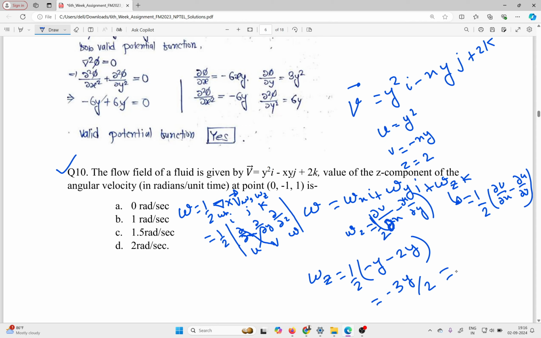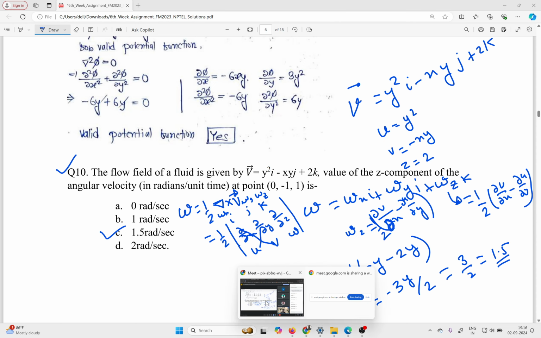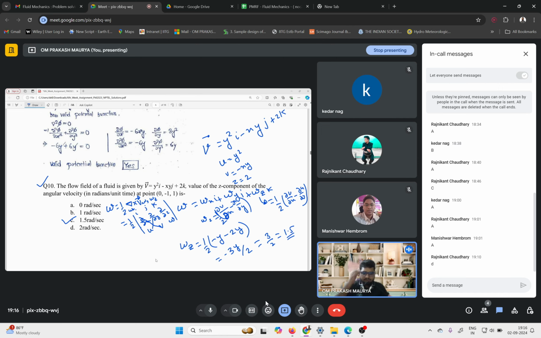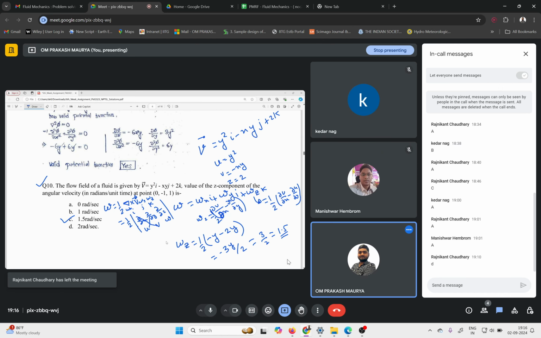So your y value is given here: x is equal to 0, y is equal to minus 1, z is equal to 1. So when you put minus 1, it will again be 3 by 2 in positive, so 1.5. Your C option will be correct for this question. Remember please, C option will be correct. So now we'll move ahead to the next question.